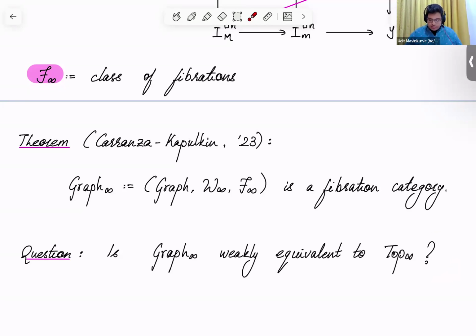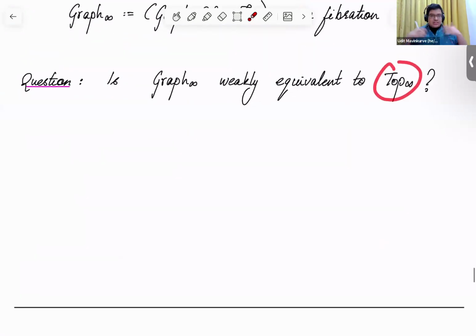So we saw that if we look not at all homotopy groups at once, but only the lowest n homotopy groups, so the n-types of spaces, we know that topological spaces have algebraic models. Then maybe we can ask if there is a fibration category structure for n-types of graphs, graph sub n? That's the first question. And is it weakly equivalent to n-types of spaces for a specified n? That's just a strategy that we propose to attack this problem.